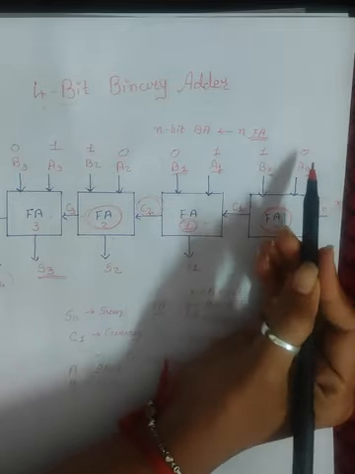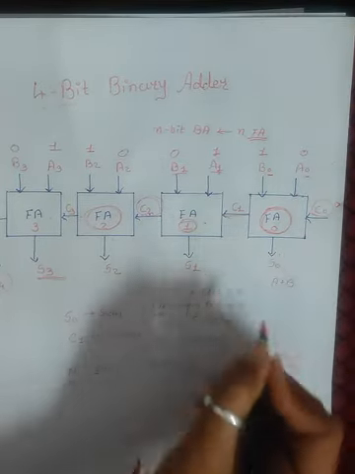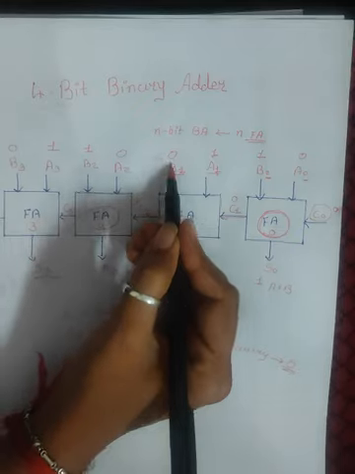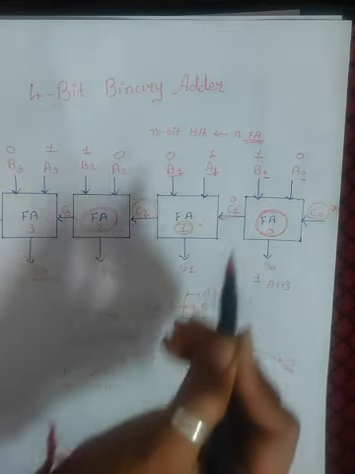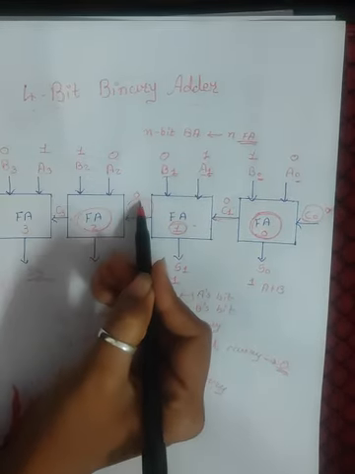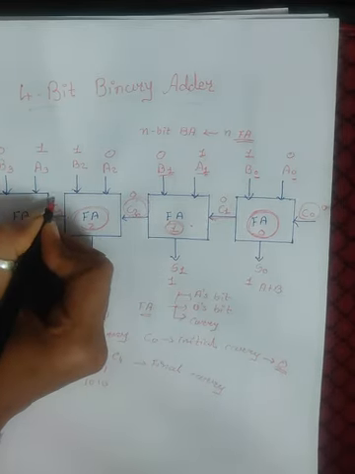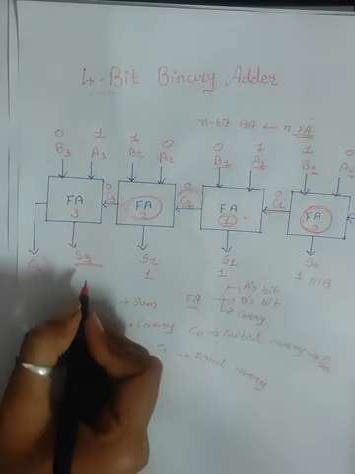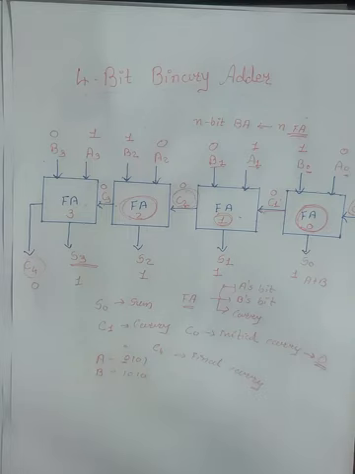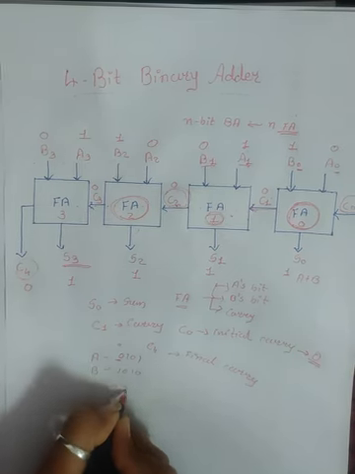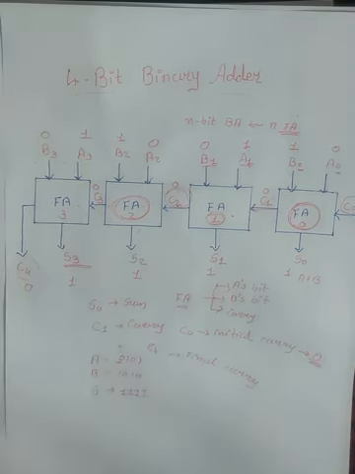So 1 plus 0 plus 0, my sum would be 1 and the carry would be 0. 0 plus 1 plus 0, the sum would be 1 and my carry would be 0. 1 plus 0 plus 0, again the sum would be 1, carry would be 0. 0 plus 1 plus 0, the sum would be 1 and the final carry would be 0. So I'll get the answer 1111, and my final carry is 0.